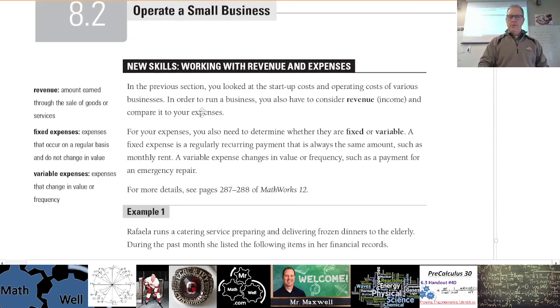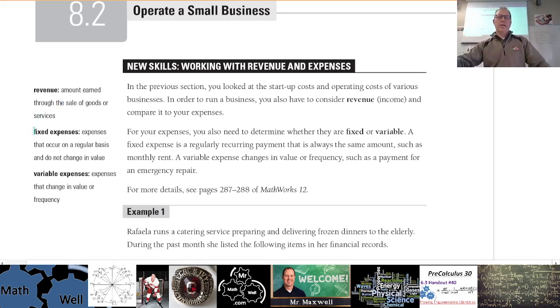So revenue is pretty simple. That's the amount that is earned through the sale of goods and services. So that's the money that you take in. That's revenue. An expense is something that you pay out. Okay? If something is expensive, it's something that you have to pay a lot of money for. So an expense is something that you have to pay for.